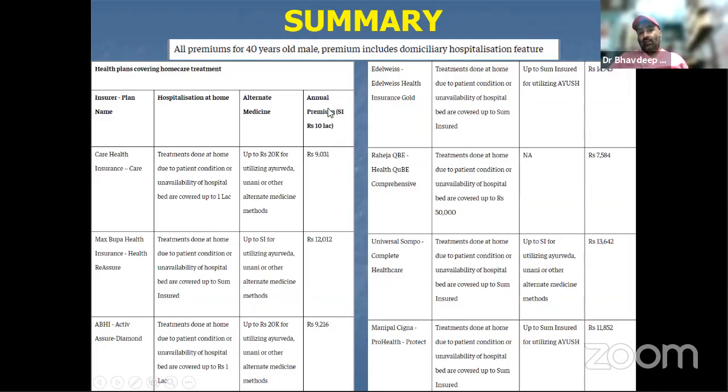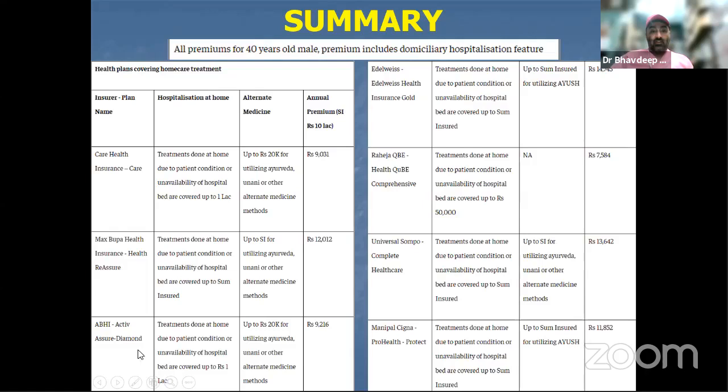In this coverage, they are actually giving you the other hospitalization as well, but this is an additional feature. This is not only a DH policy. This is a policy with the DH feature included. So for the Care Health policy, the premium we saw for a 30-year-old was in the range of this amount only. In this, up to 20,000 is covered. In Max Bupa, up to the sum insured is covered at home, which is a big thing. But then the premium goes very high.